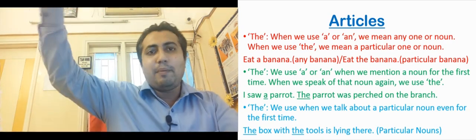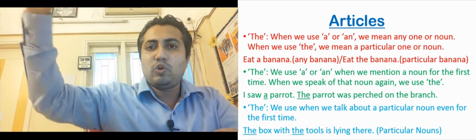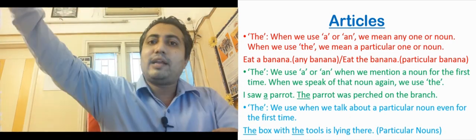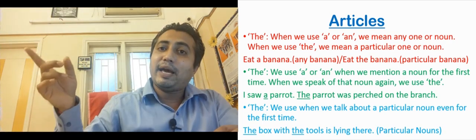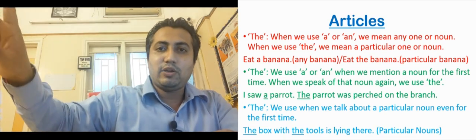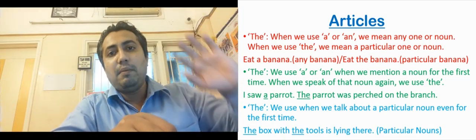अब, I saw a parrot, पहली बार पैरेट का नाम लिया, कोई एक पैरेट, तो भाई एक पैरेट देखा मैंने, तो a parrot. अब उसी पैरेट के बारे में वापस और भी बोल रहे हैं हम लोग, the parrot. Now it doesn't become a parrot, now it becomes the parrot. Okay, so the parrot was perched on the branch, मतलब it was sitting on the branch.